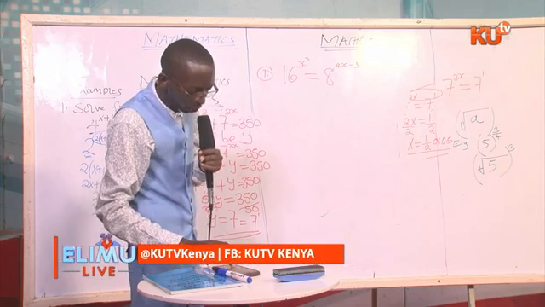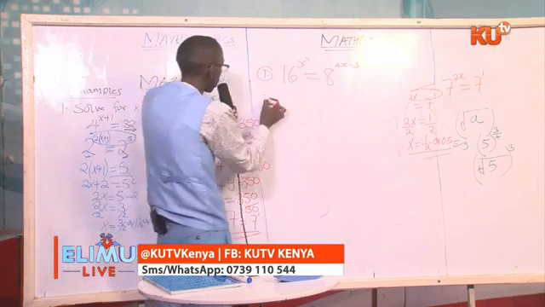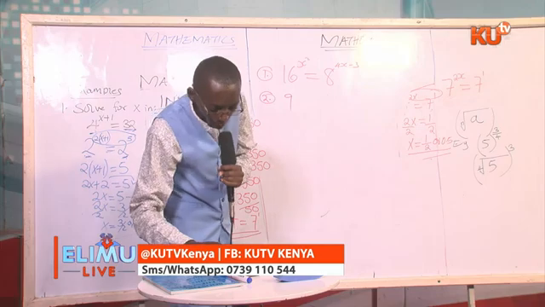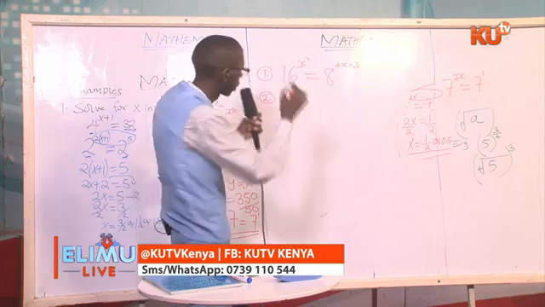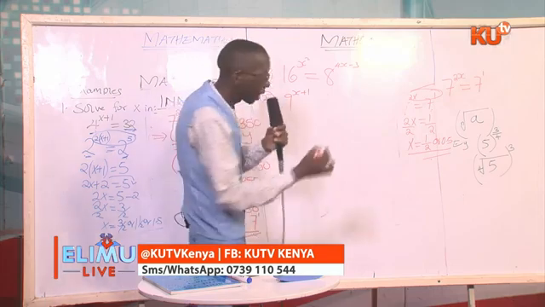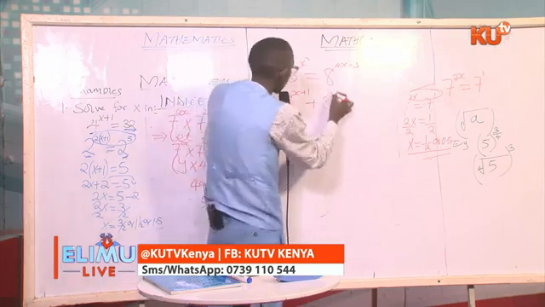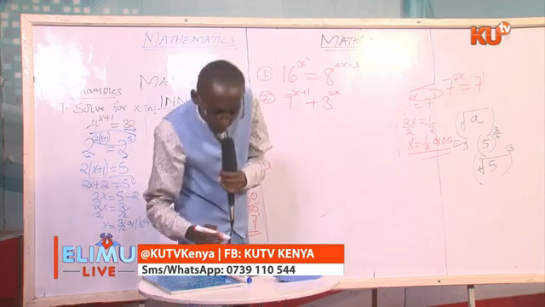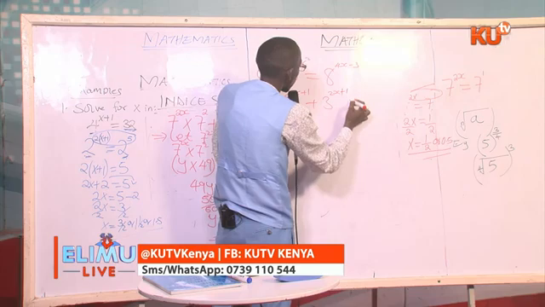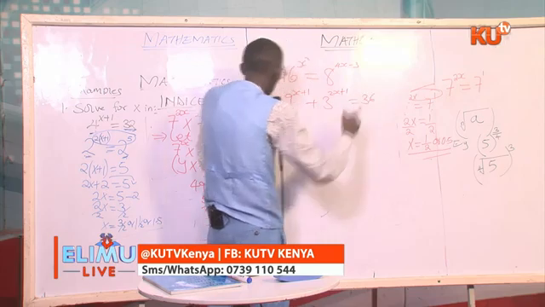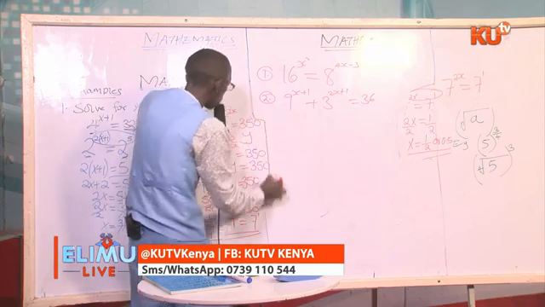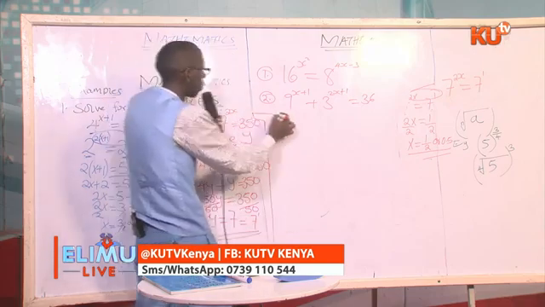Solve the equation 9^(x+1) + 3^(2x+1) = 36. So you'll do those two questions on your own as we proceed to example number 5 on indices.